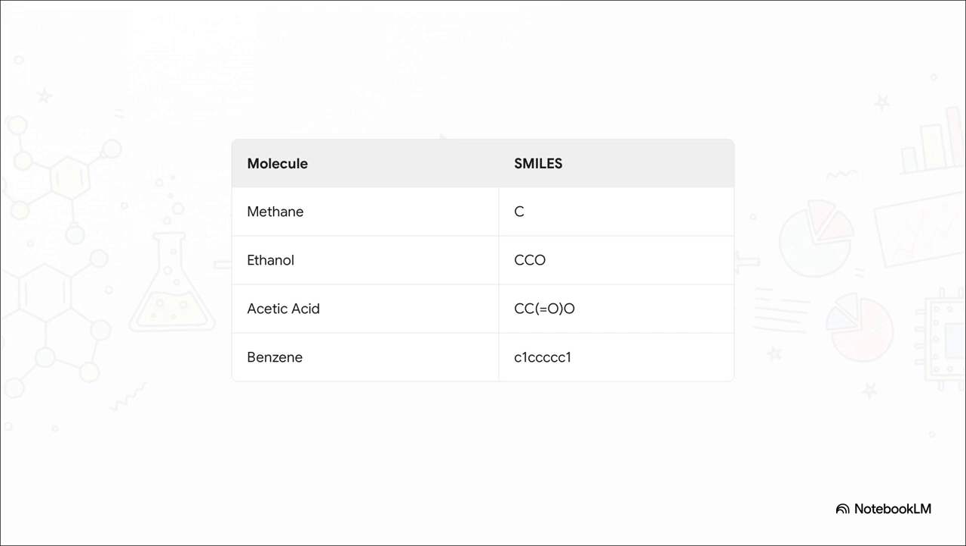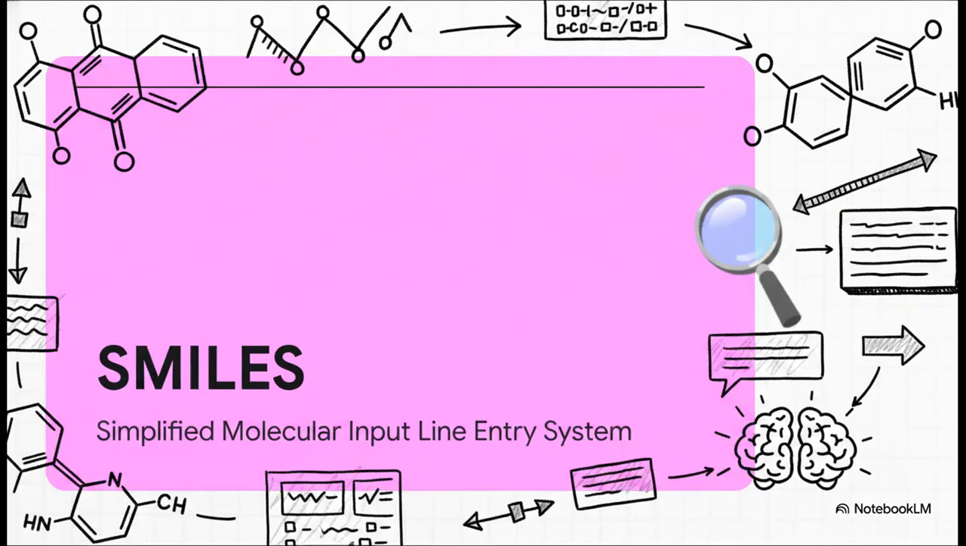We are literally taking complex three-dimensional structures and squashing them down into a single flat line of text. We call those text strings SMILES, which is honestly a great acronym. It stands for Simplified Molecular Input Line Entry System, and it's easily one of the most important translation tools in AI chemistry today. Why? Because it's incredibly compact and completely computer readable.